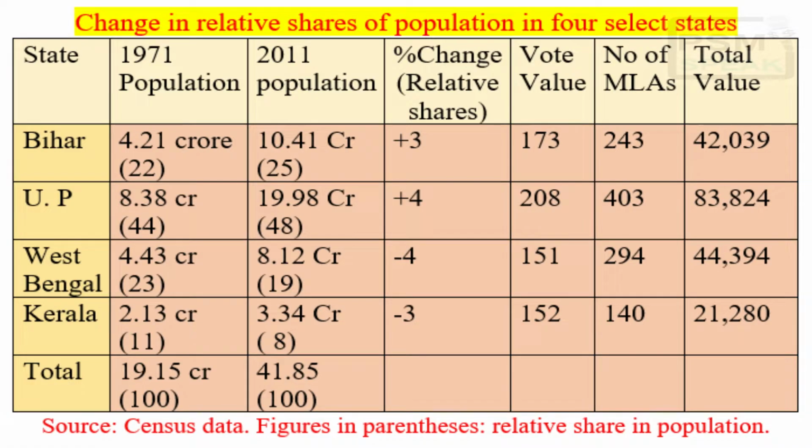As you can see, Bihar population, which was 22% out of 4 states, that is the relative share among these 4 states, not all the states are taken, just for example, was 22. UP 44, West Bengal 23 and Kerala 11. What happened in 2011? As per the available data, the Bihar's population growth increased to 25 from 22, that means plus 3%, and UP plus 4%. Bengal from 23 to 19, which is minus 4%, and Kerala 11 to 8, minus 3%. Whereas the vote value of the electors remains the same as in 1971 in 2022 presidential elections also. Is it not an outright anomaly?